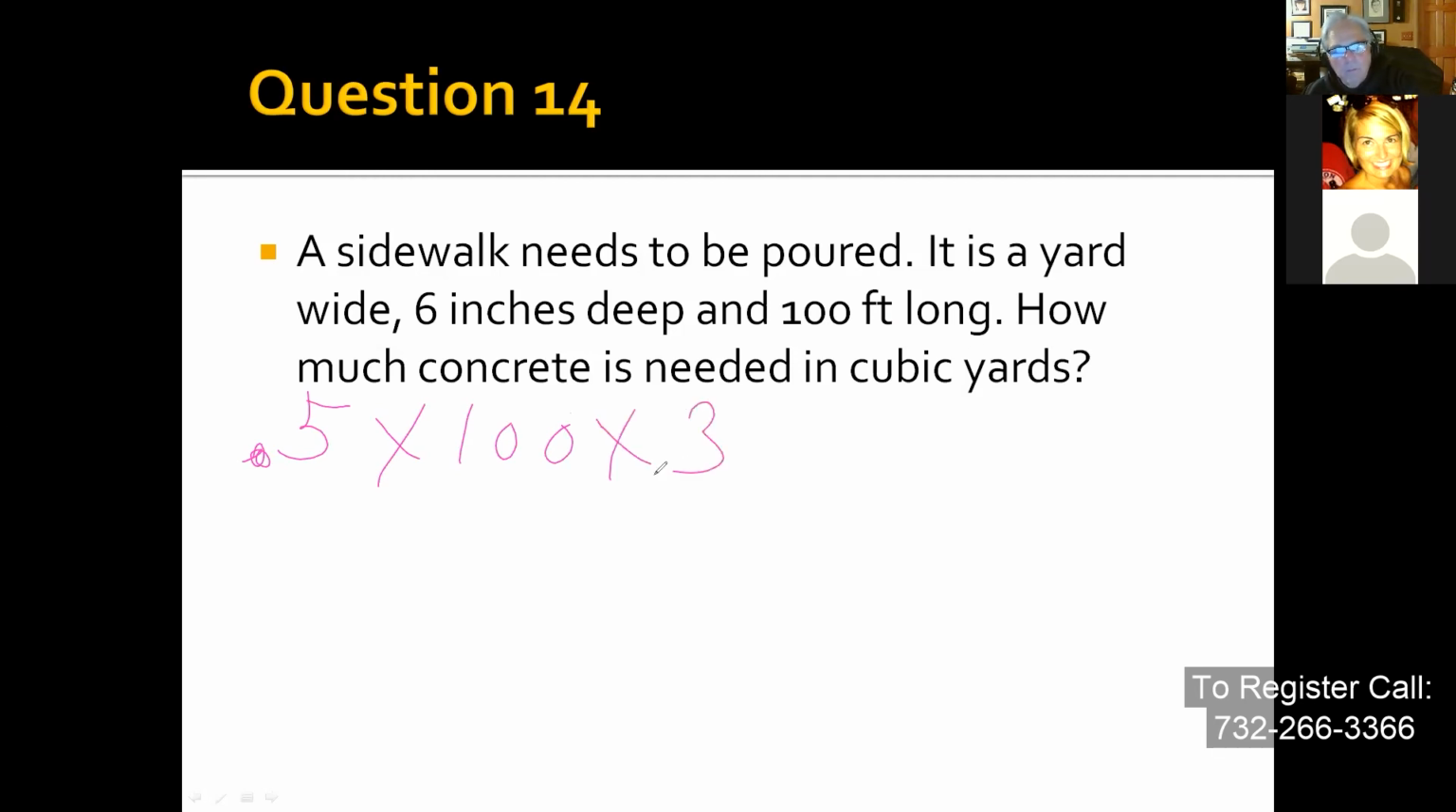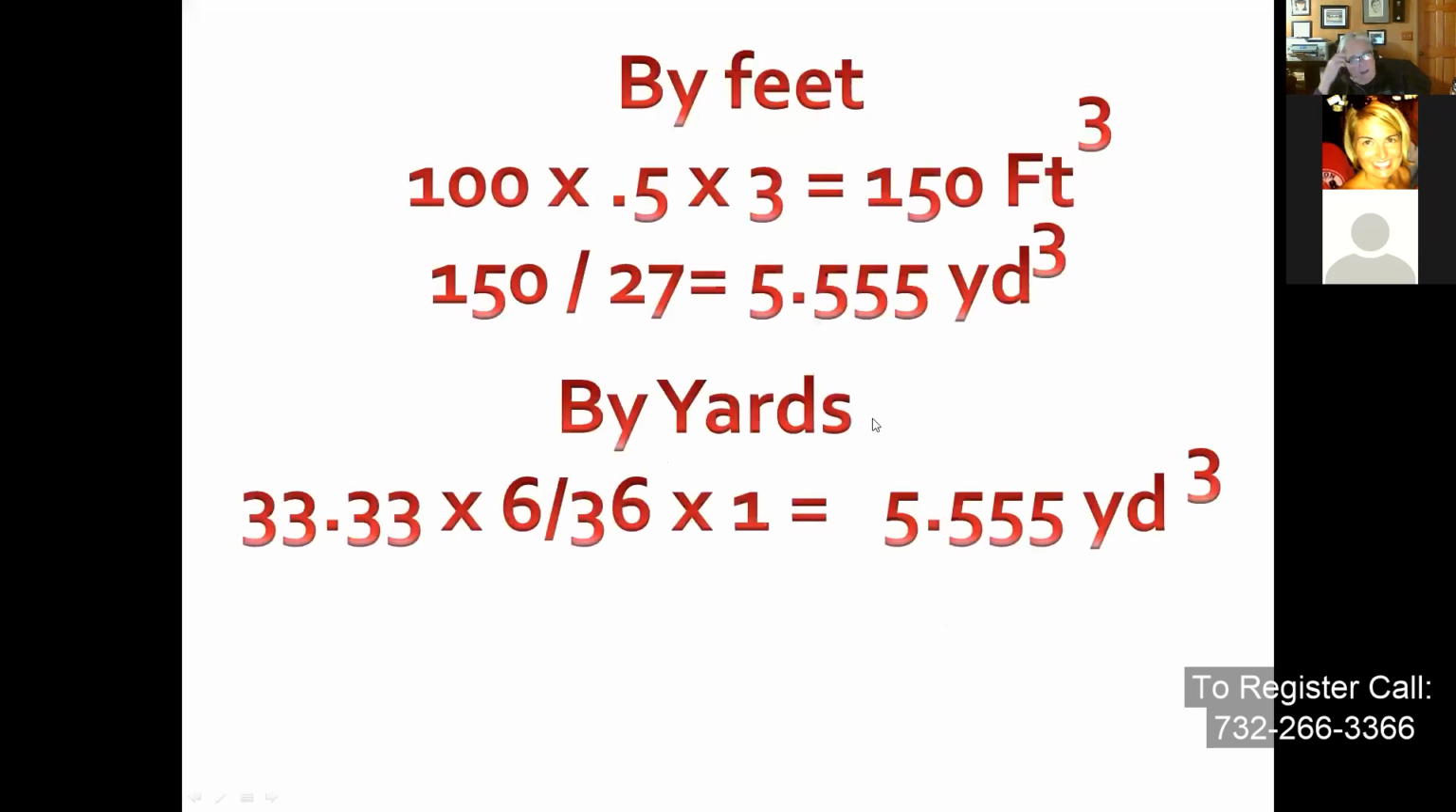So now we're going to multiply 0.5 times 100, which is 50, times 3 is 150 cubic feet, is what we have here. And now we want to convert it to cubic yards. How do we convert to cubic yards? We divide by 27. So 150 divided by 27 tells us that we're going to need 5.55 cubic yards. And of course, when you order concrete, you can't order a partial cubic yard. So the answer would be 6 cubic yards.